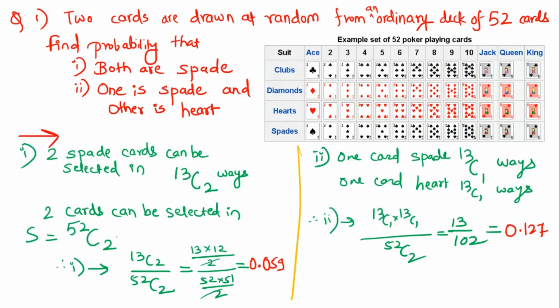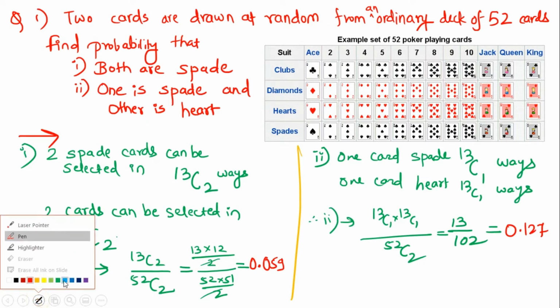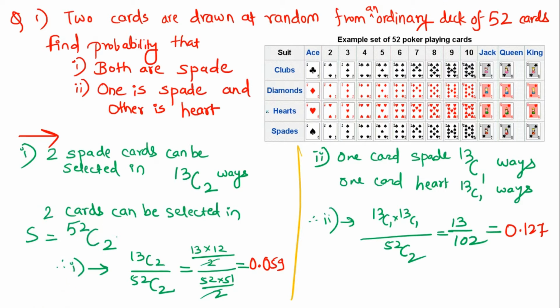2 cards are drawn at random from an ordinary deck of 52 cards. Find the probability that both are spades, or one is a spade and the other is a heart. Initially, what we are trying to do is pick only 2 cards from the deck of 52 cards. In a deck of 52 cards we have 4 suits, and each suit has 13 cards. Now we just have to take out 2 cards initially, then this will be our sample space. We have not added any additional condition in this, we are just simply taking out some cards. So this will be my sample space.